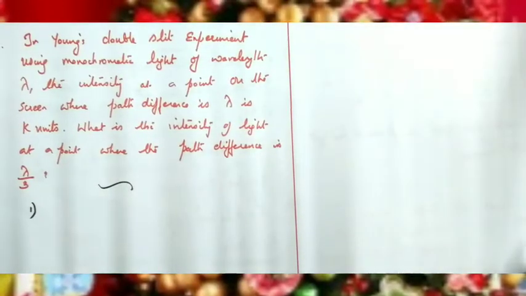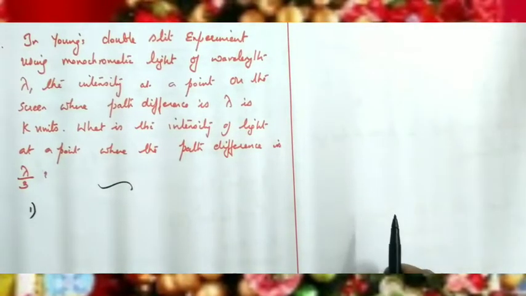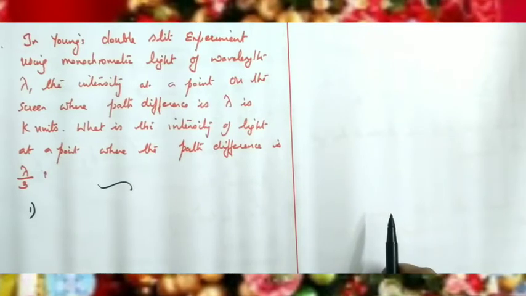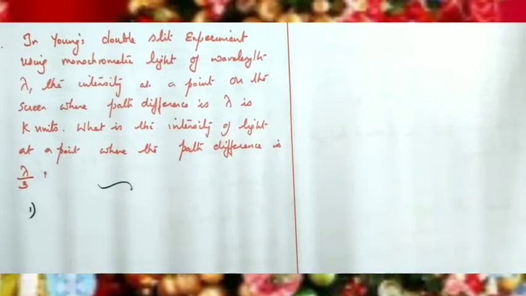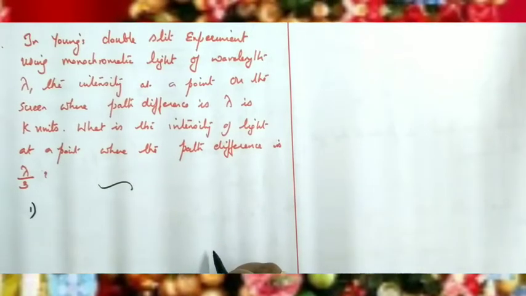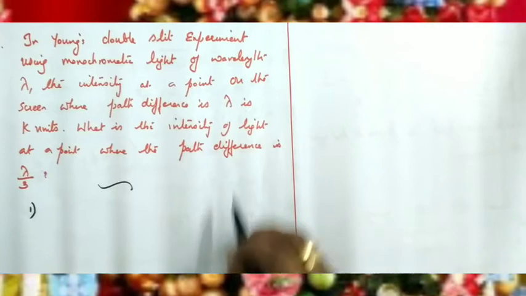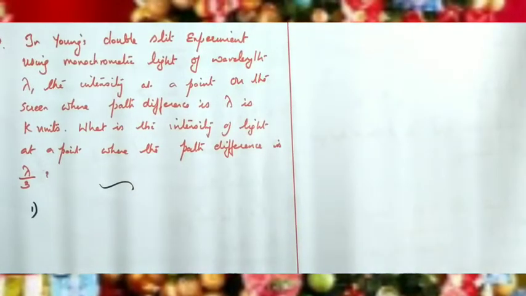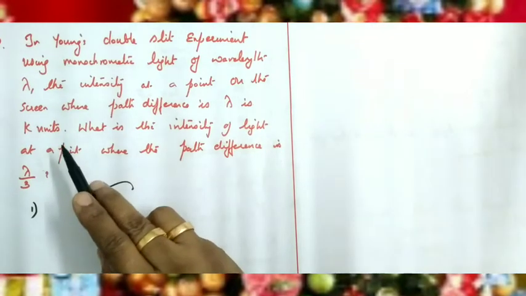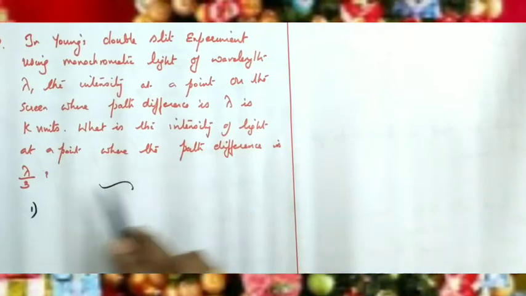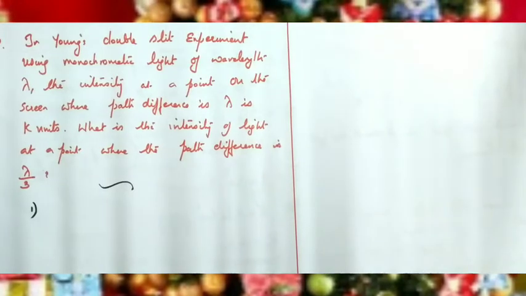Double slit experiment using monochromatic light of wavelength lambda, the intensity at a point on the screen where the path difference is lambda is k units. What is the intensity of light at a point where the path difference is lambda by 3? So, here wavelength is lambda, path difference is also lambda and the intensity at the point is k units. Okay. What is the intensity of light if the path difference is lambda by 3?